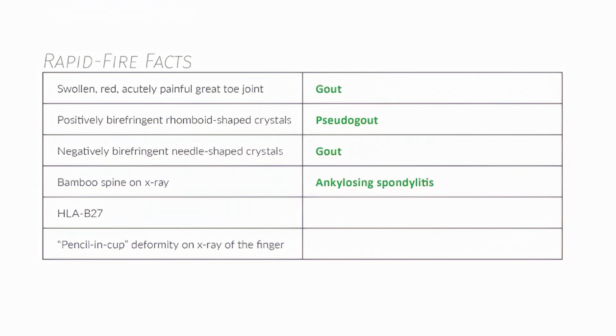HLA-B27 is seen mainly in the seronegative spondyloarthropathies where there's a negative rheumatoid factor. And those were psoriatic arthritis, ankylosing spondylitis, inflammatory bowel disease arthritis, and reactive arthritis. Pencil and cup deformity on X-ray of the finger is psoriatic arthritis.